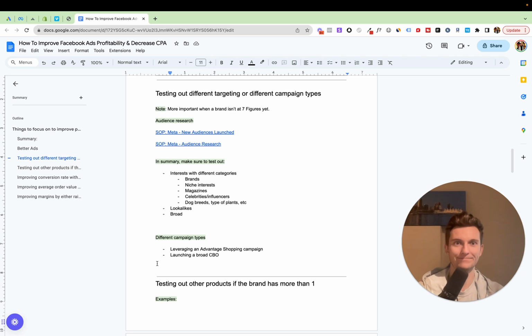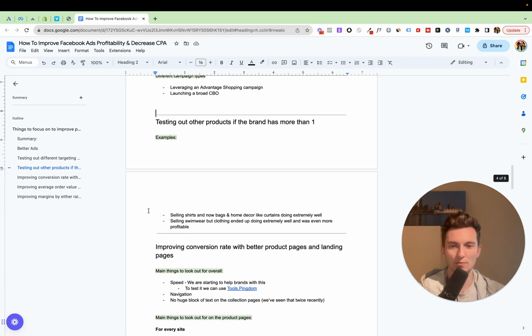And they also don't fatigue as fast as interests. Although interests are good to have as part of the strategy and they're more profitable, with a broad CBO it's not going to fatigue as fast, right? And you're going to be able to scale much further. So definitely work these into the testing, and obviously work on improving the profitability.